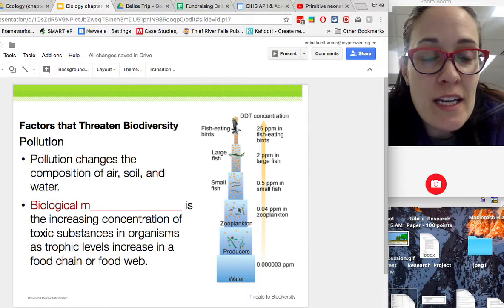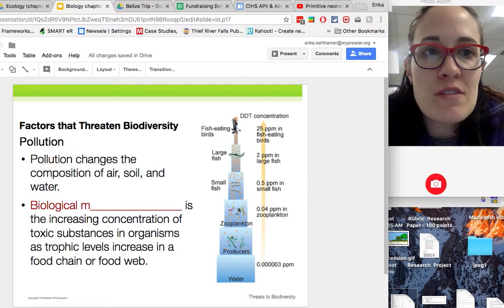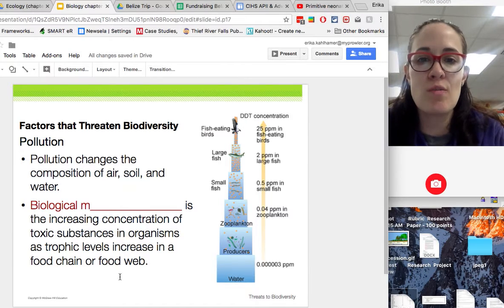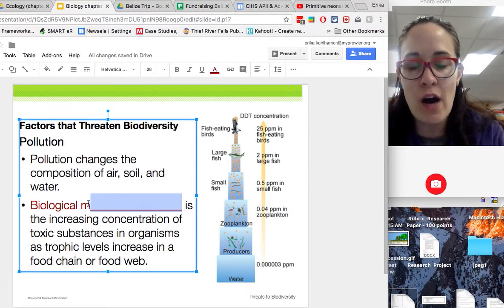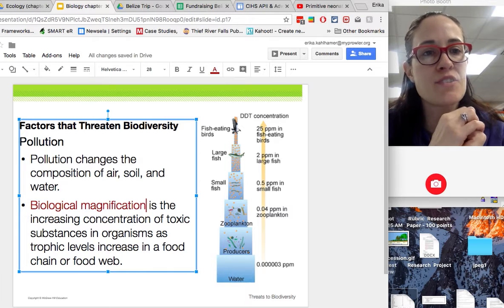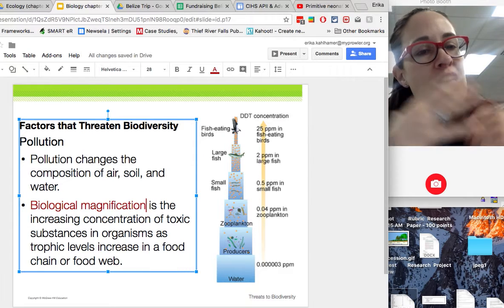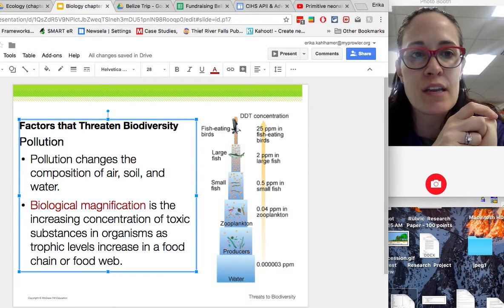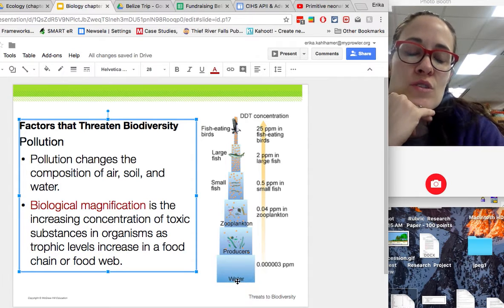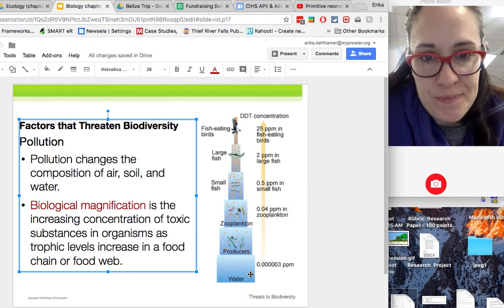Another factor that greatly impacts biodiversity is pollution. Pollution is changing the composition of air, soil, and water in the biosphere. This image is showing a type of water pollution called biological magnification. Think about a magnifying glass. When you put it on something, it makes it larger than it appears. It appears larger than you would think it actually is. So this shows biological magnification of a pollutant in water.